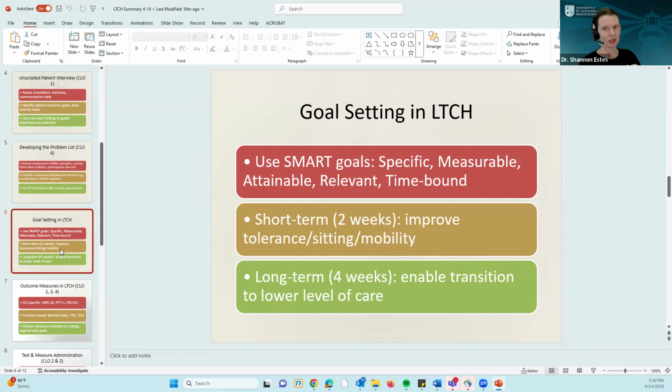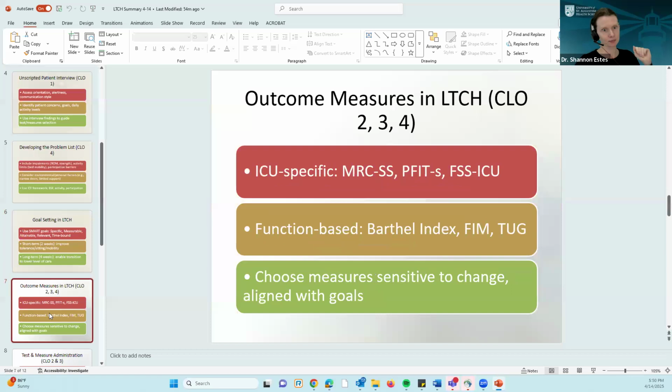And your long-term goal is trying to achieve a lower level of care, whether that be that they go home and get home health, or they go to outpatient, or maybe they have to go to a skilled nursing facility for a while. Either way, we want to set our goals to get them to that point.